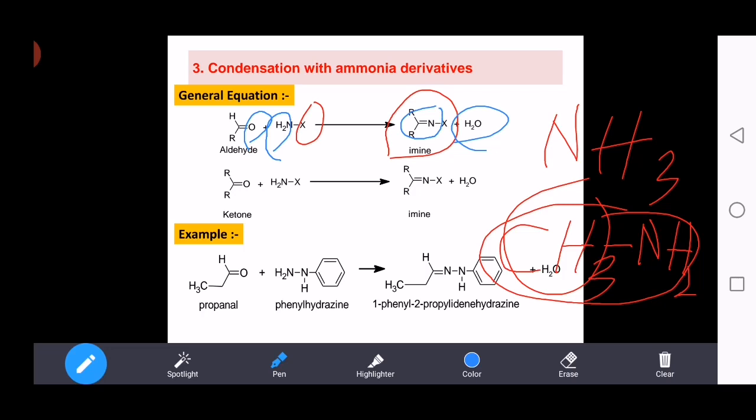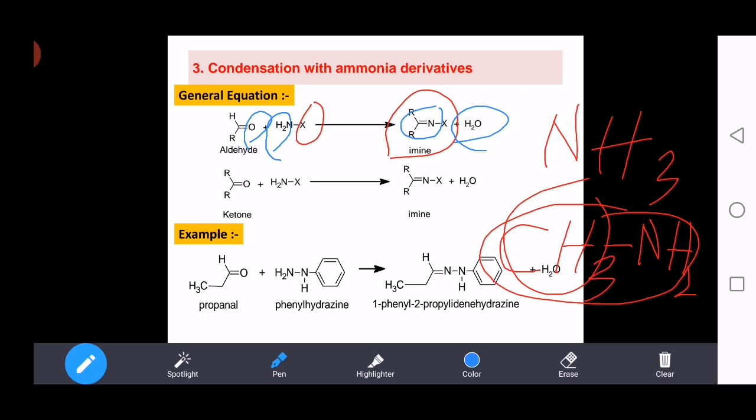So sama juga apa yang berlaku macam ketone. So example you boleh tengok propanone react dengan phenylhydrazine. Okay, tu adalah ammonia derivative. Dia akan produce 1-phenyl-2-propylidene hydrazine. Naming untuk compound tu tak penting pun. Tak perlu ni lah. Cuma you kena tahulah apa yang berlaku lah kalau dia buat reaction dengan ammonia derivative.